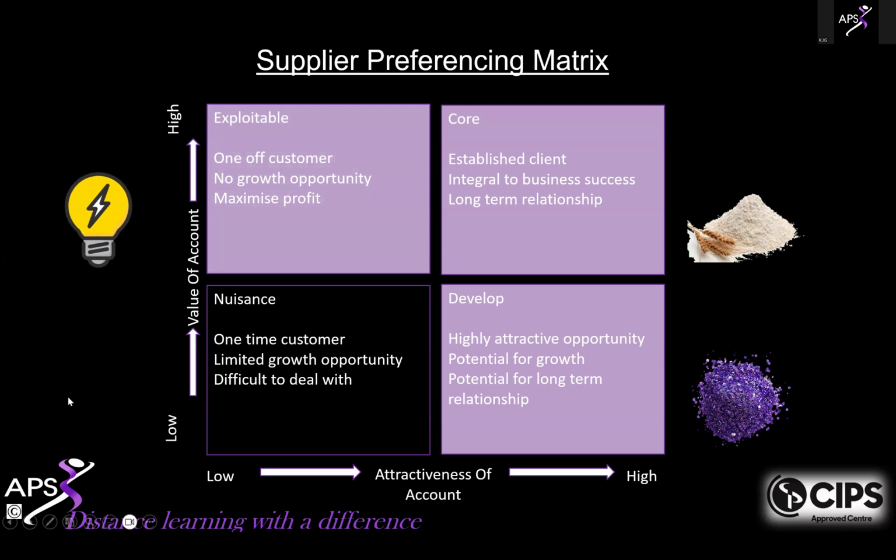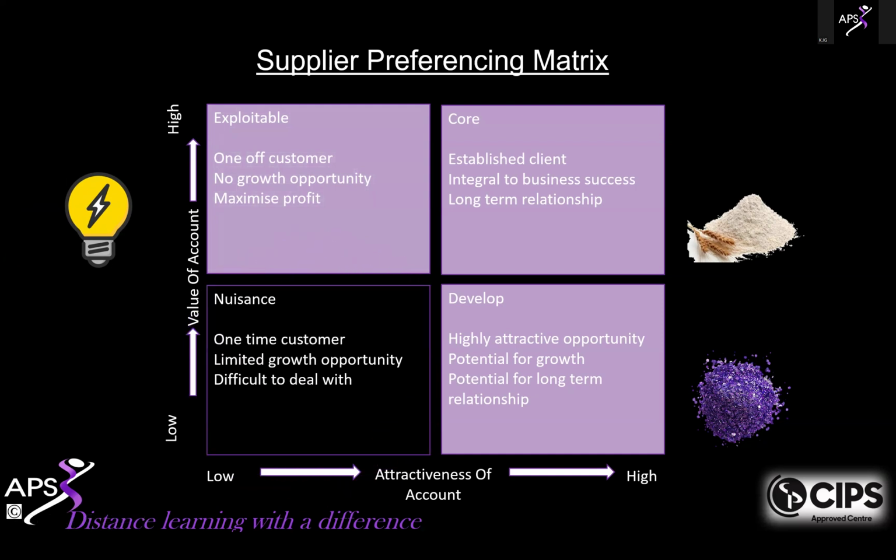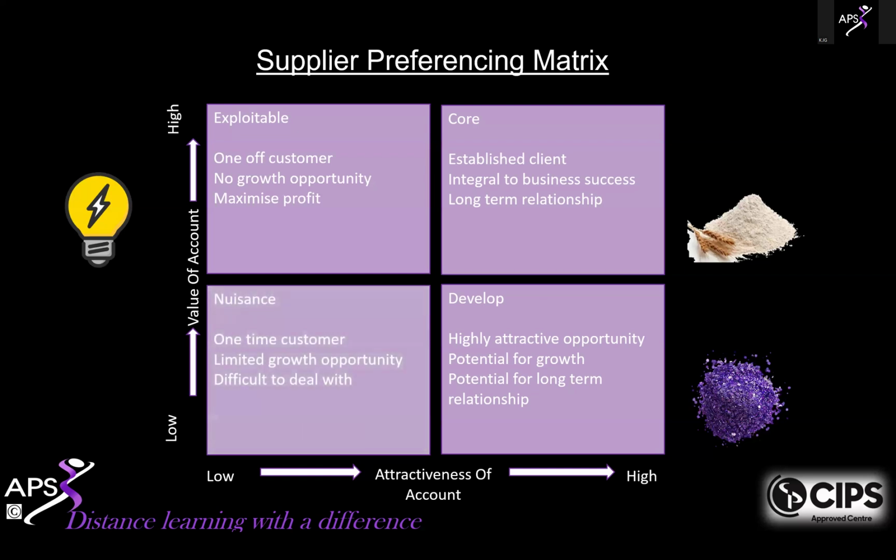The final quadrant is nuisance, the bottom left. Here, the attractiveness of the account is low and the value of the account is also low. Again, we could be a one-time client to the supplier, with limited or no growth opportunity, but here we're difficult to deal with. We may not pay on time. We might not be ethical. We might be very, very demanding. An example of a product here could be the cardboard packaging boxes for my chocolate cakes.